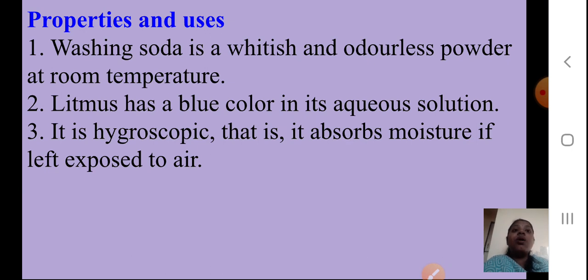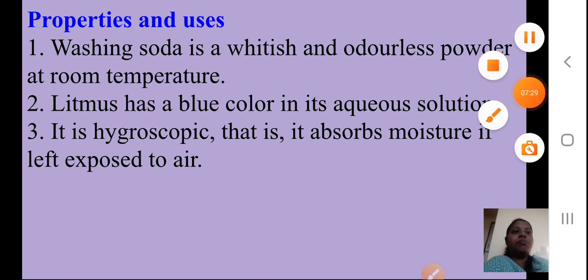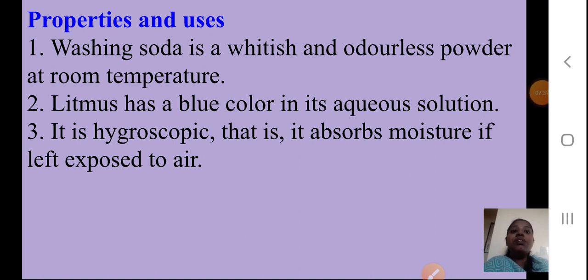Washing soda is a whitish and odorless powder at room temperature. It is an odorless powder. Okay students, litmus has a blue color in its aqueous solution. So in aqueous solution you will see that the litmus gives a blue color. It is hygroscopic, that is it absorbs moisture if left exposed to air. So if you keep that washing soda open, exposed to air, you will see that it absorbs moisture from the air. So it is called hygroscopic.